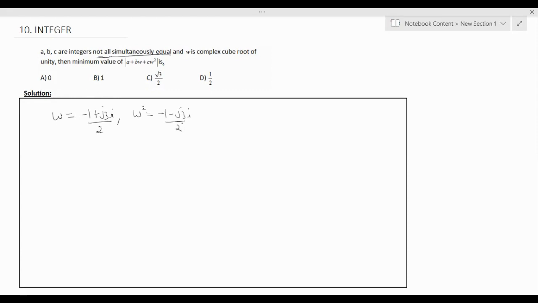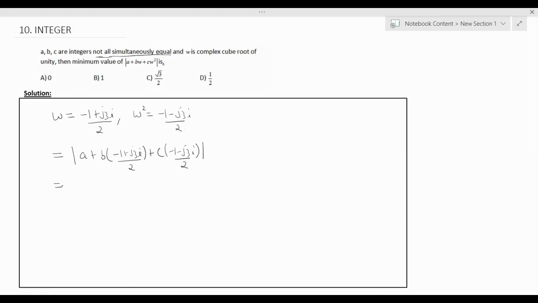So you should substitute so that this becomes a quantity not in complex but in algebraic form. Okay, so what I'm going to do, I'm going to write modulus of a plus b omega plus c omega square by substituting the value of omega and omega square. So let's see what it will give. A plus b times of minus 1 plus root 3 i by 2 plus c times of minus 1 minus root 3 i by 2 whole modulus.